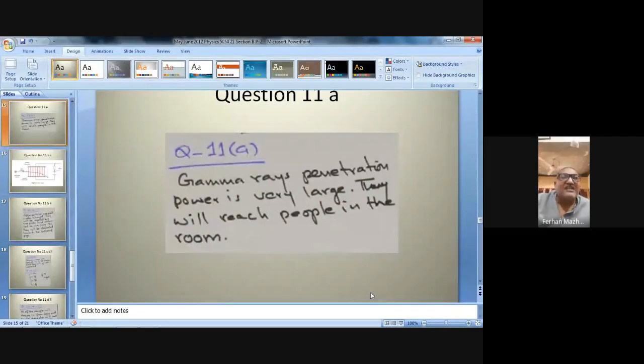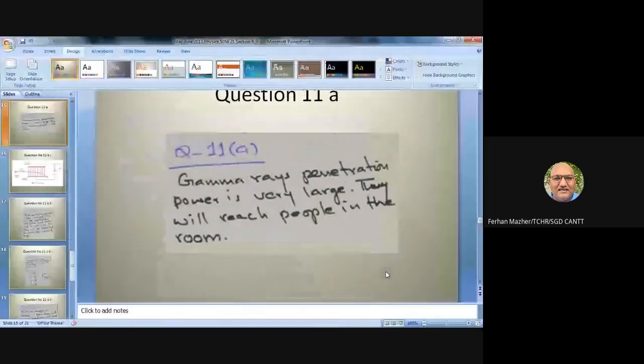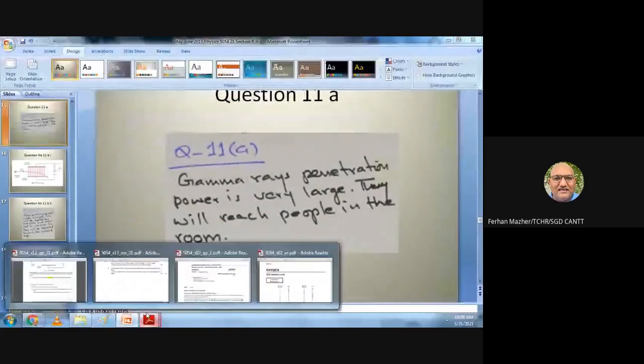Gamma rays' penetration power is very large. They will reach people in the room, and that will cause harm. Done, sir. Gamma ray penetration power is very large, and they will reach the people in the room and cause them a lot of damage. Let me show you the marking scheme.